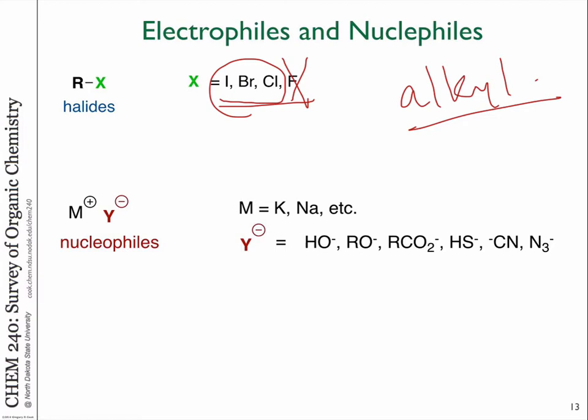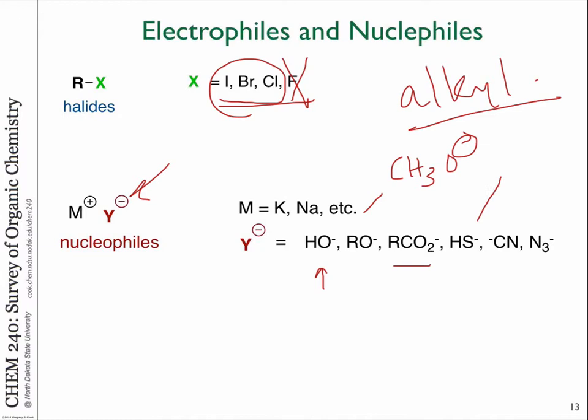The nucleophiles can be the negatively charged ions of various things. So I've shown you hydroxide, but it could be something like an alkoxide, so let's say like the negative charge of methanol, methoxide. It could be a carboxylate. There are many different kinds of nucleophiles. It could be a thiolate. It could be a cyanide. It could be an azide.